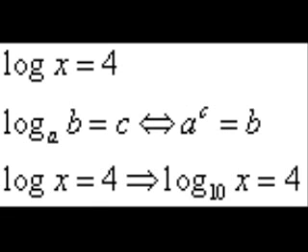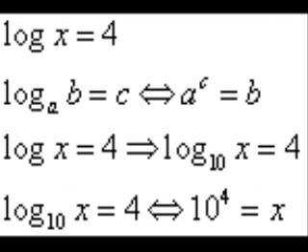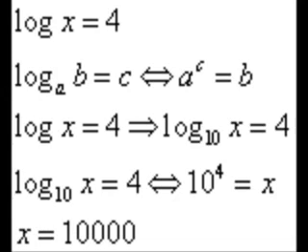There are two things we need to know for this problem. 1. If there is no base, then the base is 10. Also, we need to remember the formula. Log base a of b equals c, if and only if a to the c equals b. That is all we really need to know in order to solve this problem. So all we need to do is match up the problem to the formula. We see that a is 10, b is x, and c is 4. So we have 10 to the 4th is x, which means x is 10,000.